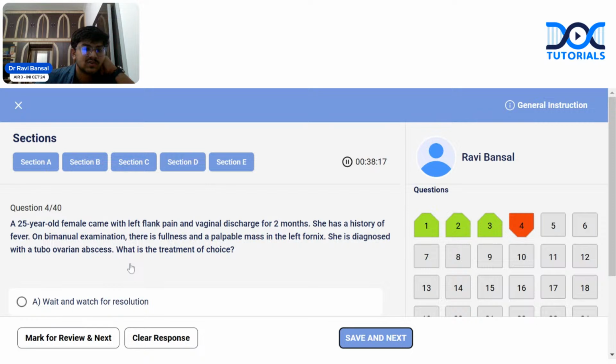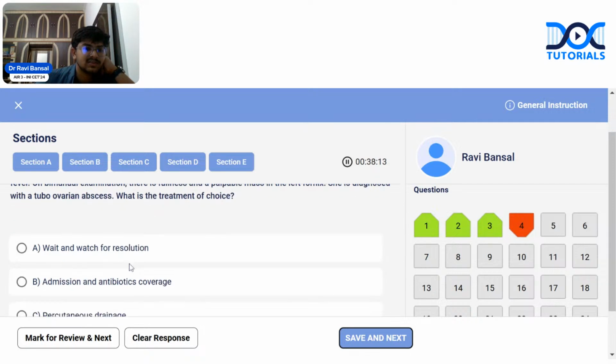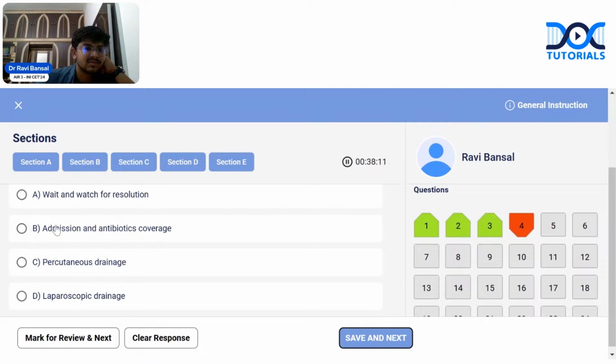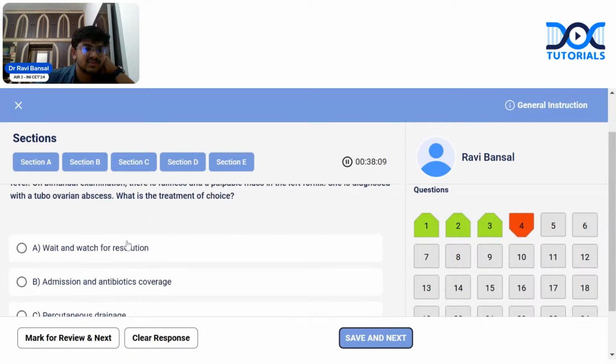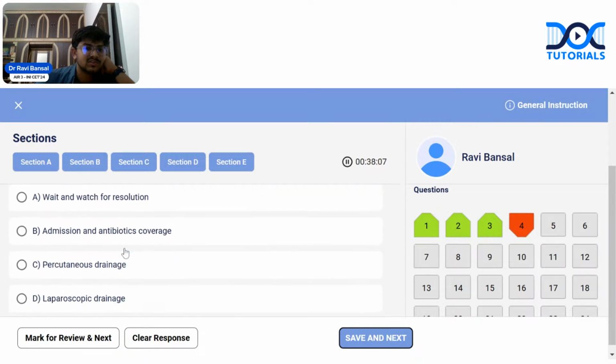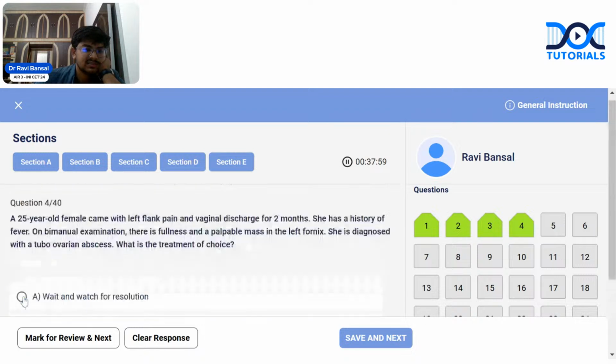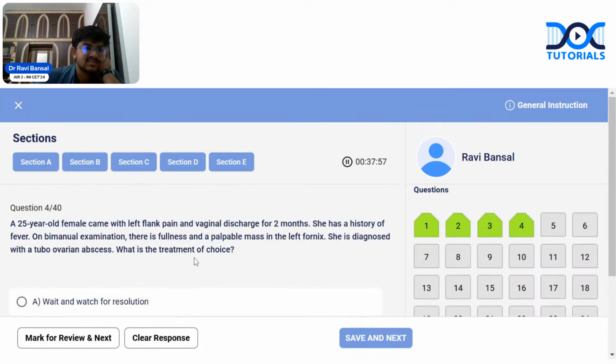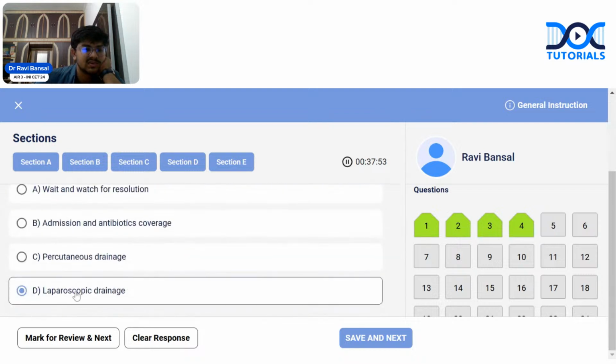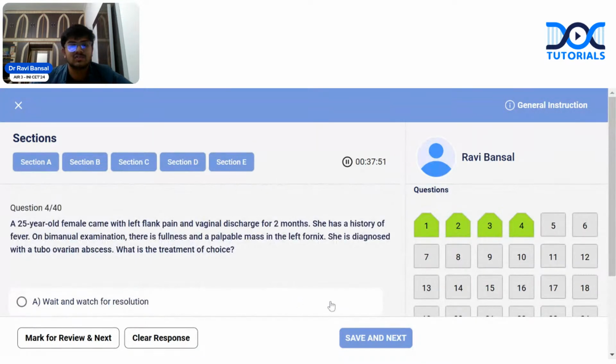So they are asking for the treatment of choice in tubo-ovarian abscess. Wait and watch cannot be the answer. We do antibiotics as a first step, but they have asked the treatment of choice. So the treatment of choice remains minimally invasive laparoscopic surgery. This wording changes the whole answer, whether they are asking the first step in the treatment or the treatment of choice. So I think laparoscopic drainage is the treatment of choice in tubo-ovarian abscesses.